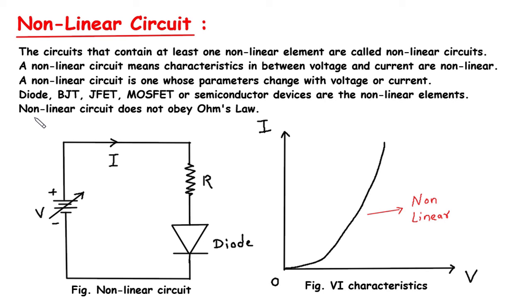A non-linear circuit does not obey Ohm's law. This circuit does not obey Ohm's law. According to Ohm's law, V is equal to I into R. But this circuit will not obey Ohm's law. So this is a non-linear circuit and this is the VI characteristics of a non-linear circuit.